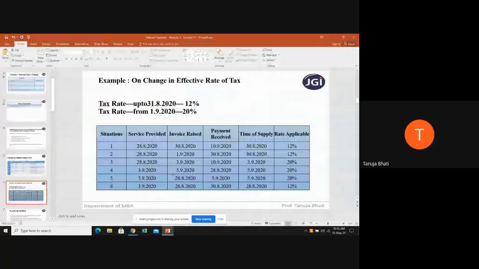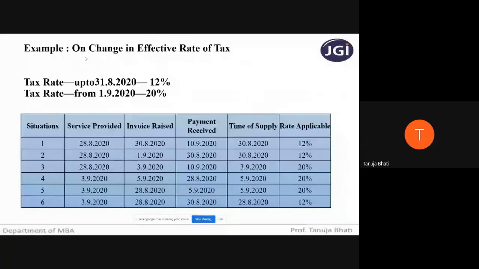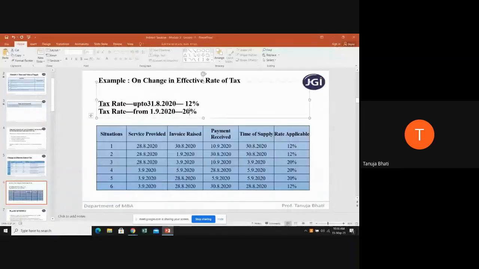So let us understand an example on change in effective rate of tax. Suppose the tax rate on any particular commodity up to 31st August 2020 was 12%. Later, government said that from 1st September 2020, the tax rate changes to 20%. So earlier it was 12%. We keep it as 18%, students, because there is no 20% tax rate.